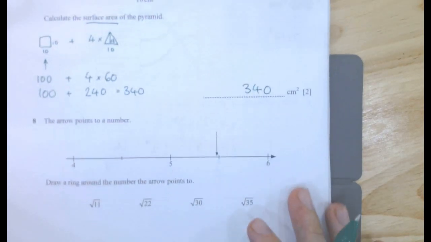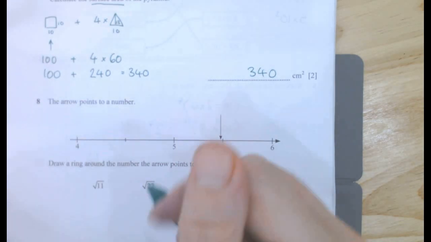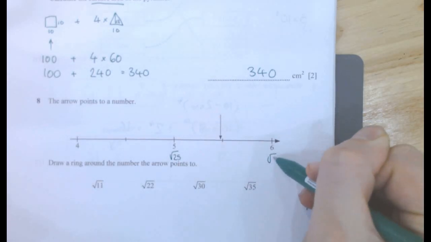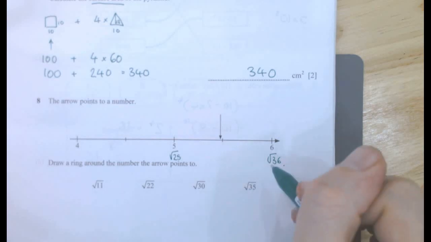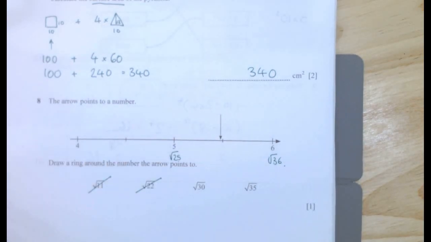The arrow points to a number. Draw a ring around the number that the arrow points to. So it's somewhere between 5 and 6. Now, 5 is root 25. 6 is root 36. So it's somewhere in between those. So it can't be that one and it can't be that one. So it's somewhere in between them.